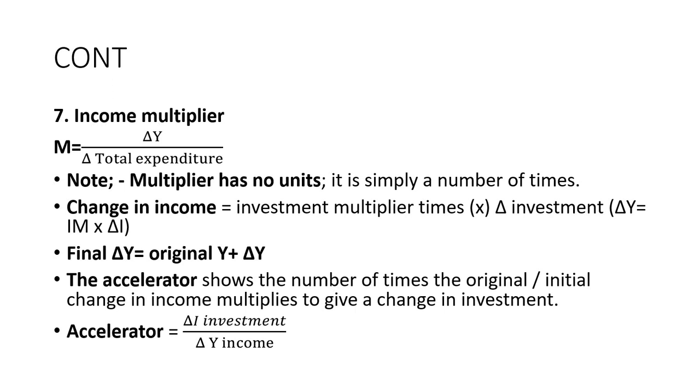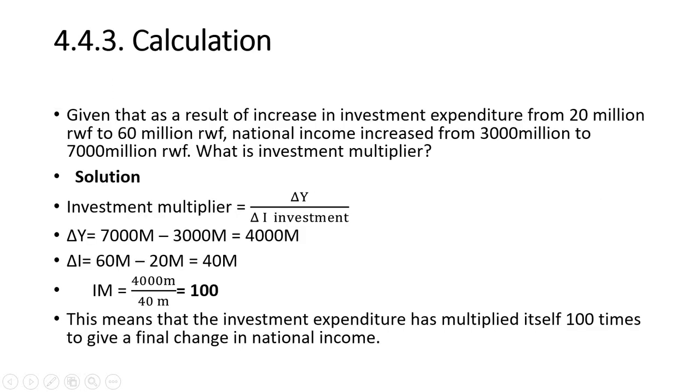If you are asked to calculate the change in income while given the change in investment and the investment multiplier, you take the investment multiplier times the change in investment, and then you receive the change in income. Final income equals original income plus the change in income. This final income is the total income that you can receive.